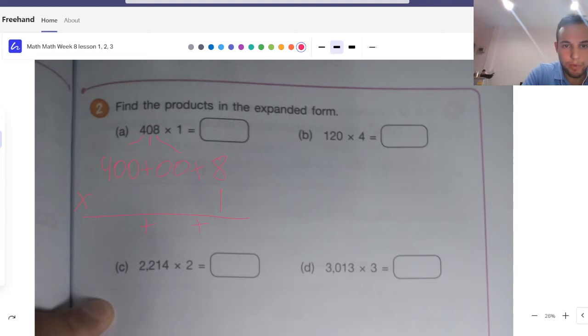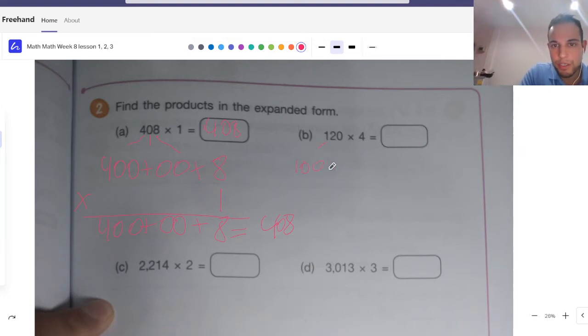Okay, 8 times 1 is 8. 1 times 0 is 0. And 1 times 400 is 400. We add this up and we have the same thing, 408. So let's put that right here. Super easy. Let's try it again.